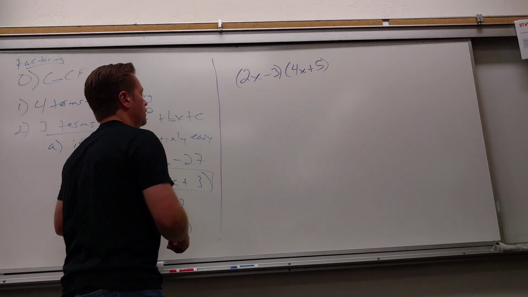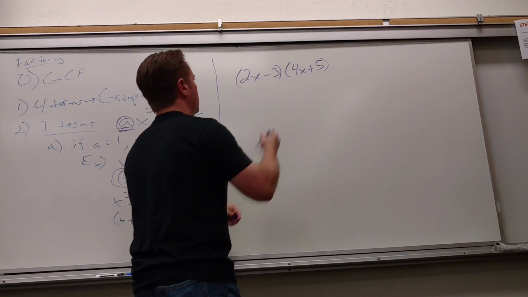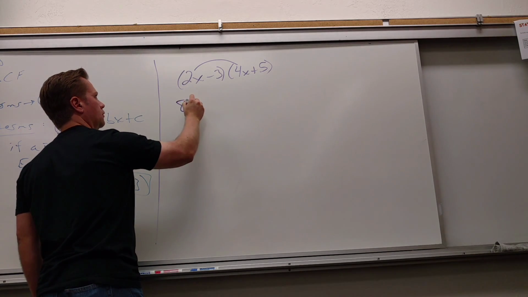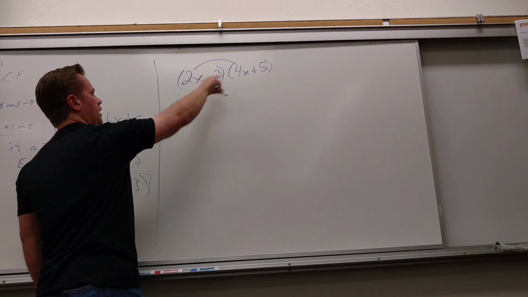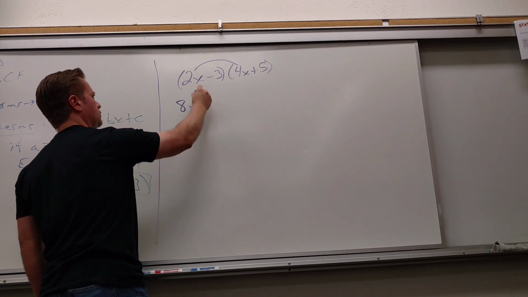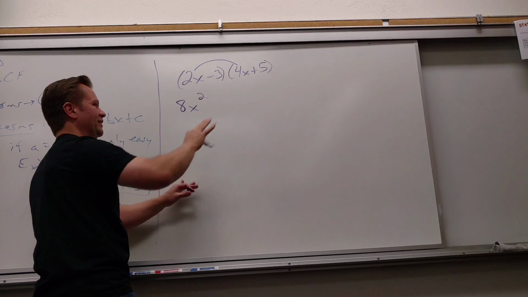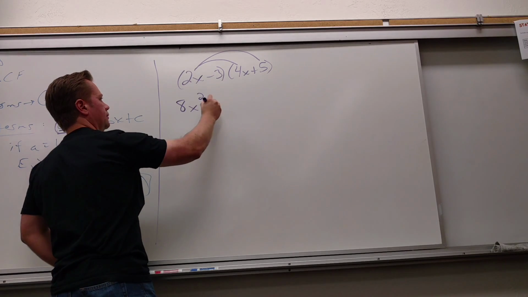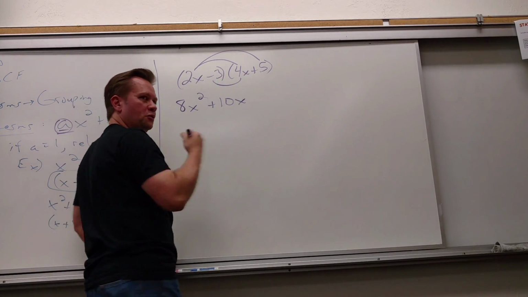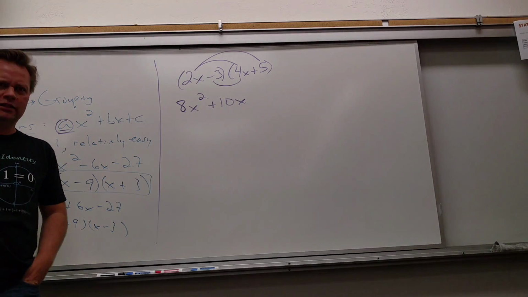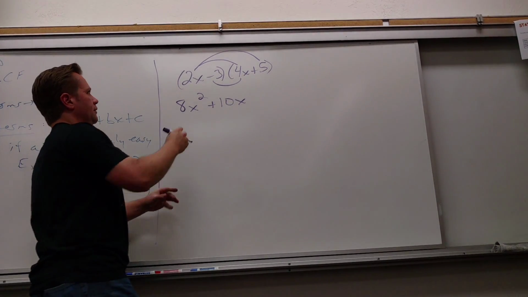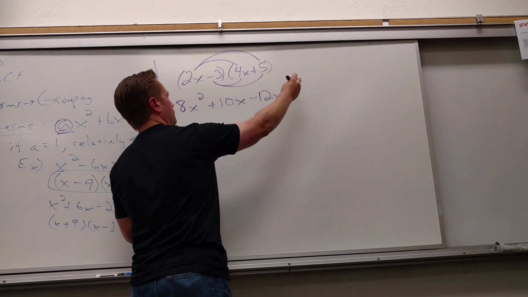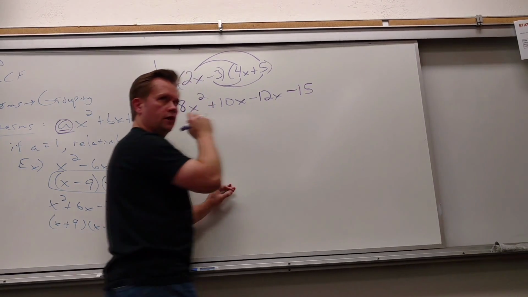So what do I get when I FOIL this out? 8x squared, then minus 12x, minus 15. All right. And then, of course, what can we do?